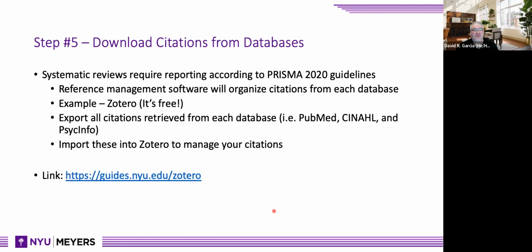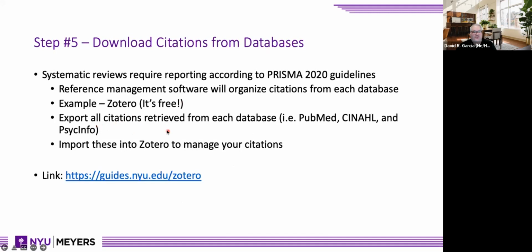So next, you'll download your citations from your databases. So remember, systematic reviews require reporting according to the PRISMA 2020 guidelines. So it's important that you use reference management software to organize those citations from each database. I work with Zotero. It's free. It's actually recommended by the library. So there's a link there on how to get it and how to use it. It's actually really easy. So just look into that.